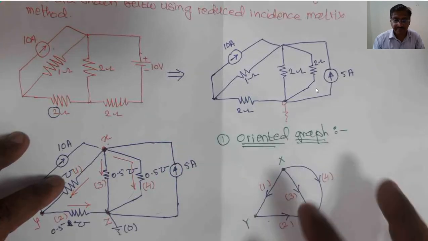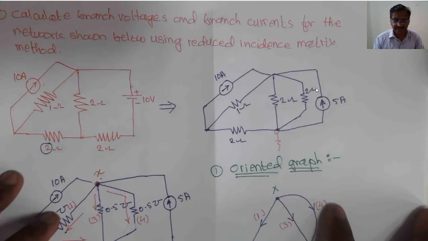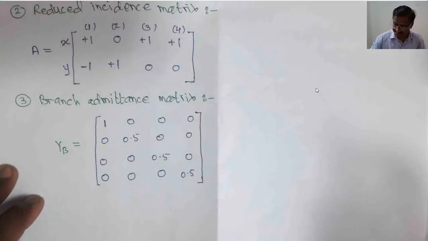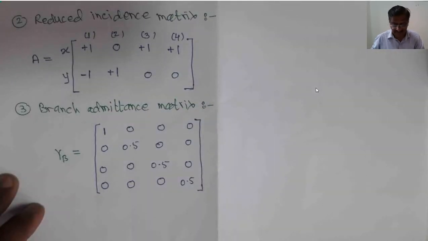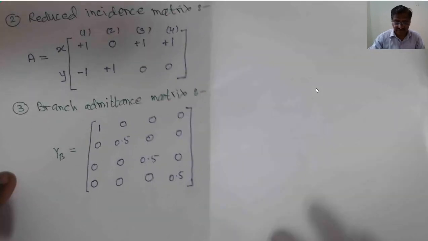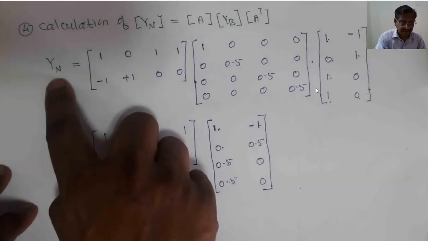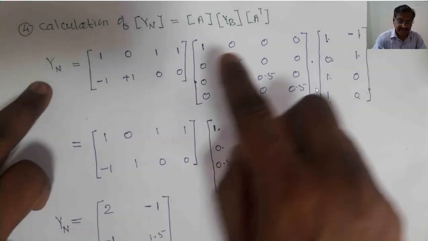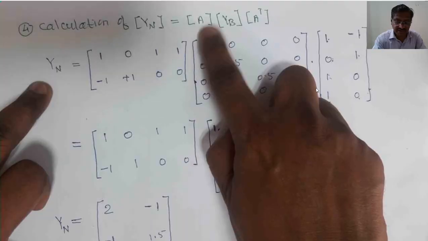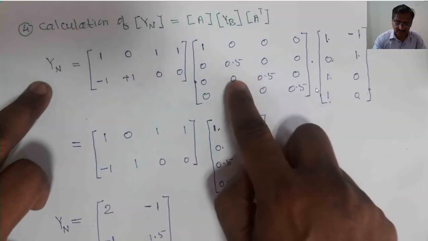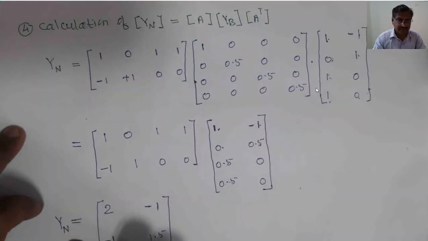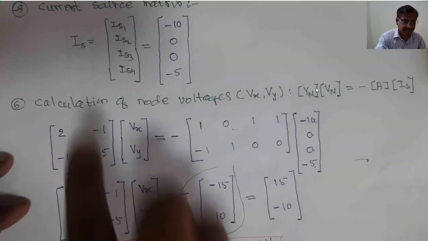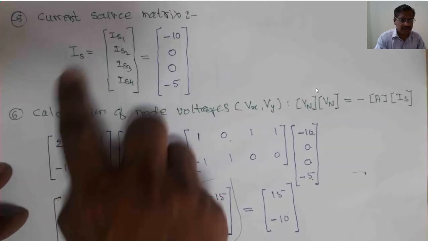From this figure we prepare the oriented graph, and from the oriented graph we prepare the reduced incidence matrix. We then prepare the branch admittance matrix. After that we prepare YN, the node admittance matrix, which is calculated using the expression A into YB into A transpose. After calculating YN, we find IS, the current source matrix.